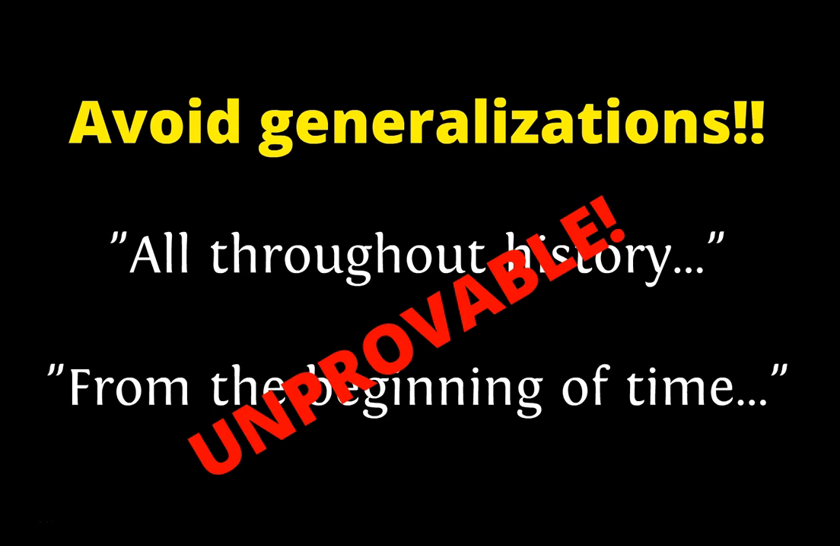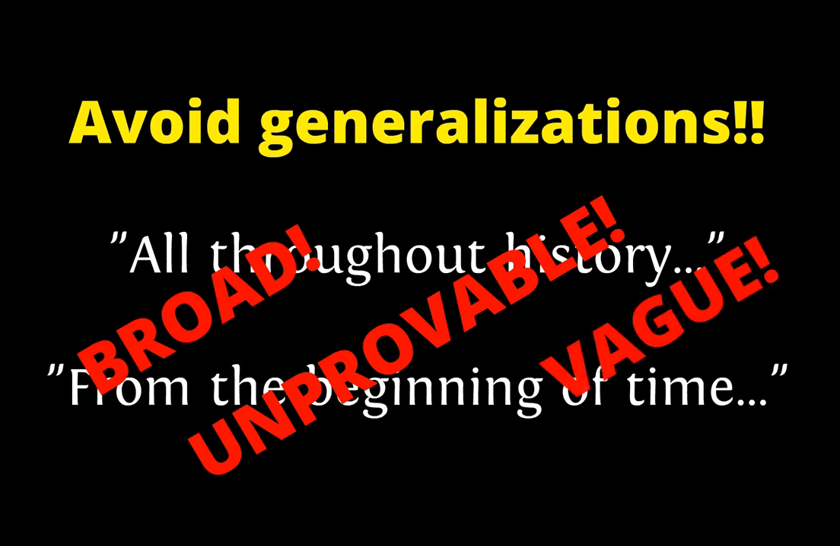How could you possibly know what's been going on from the beginning of time or all throughout history, and how could you put that in one little paper? And second, these statements are so broad that they're basically meaningless. Third, they're so vague that they give you no sense at all of what this paper is about. Instead, just be direct. Get right to it.